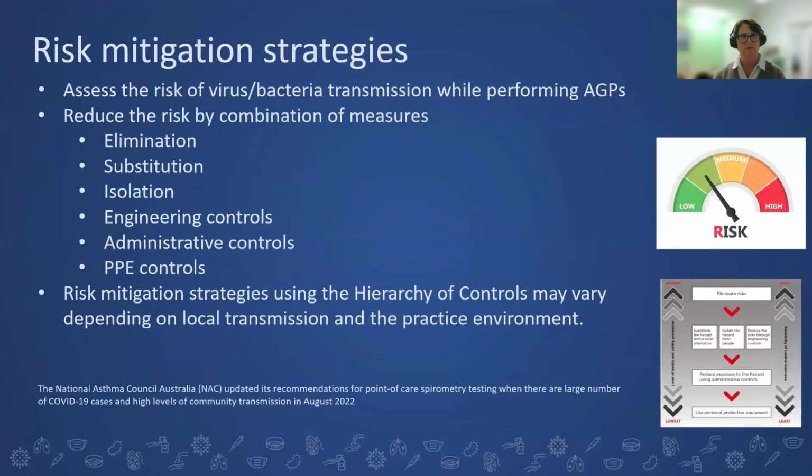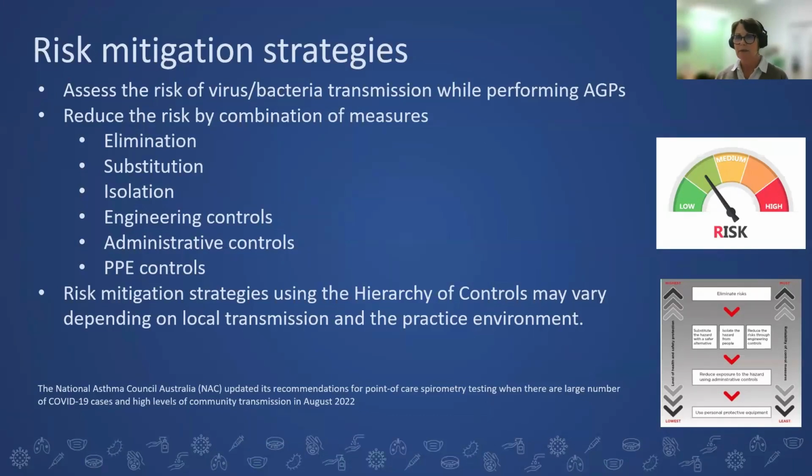Okay, so what are some of the risk mitigation strategies? Firstly, undertake that risk assessment. What is the risk of virus or bacterial transmission while we're performing AGPs, and how can we reduce that? So we always go to our hierarchy of controls. We want to eliminate the risk, but that's not always going to be possible. Some people do have to have their medication administered via nebulizer, for example. People do need BiPAP, they do need CPAP.